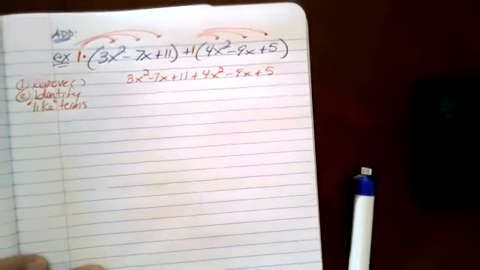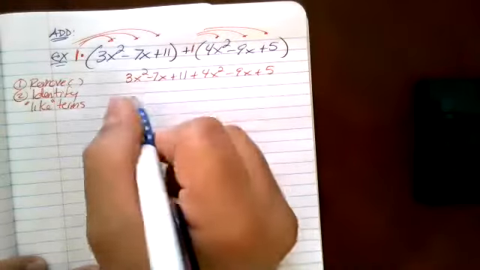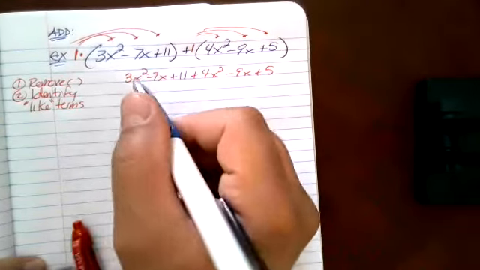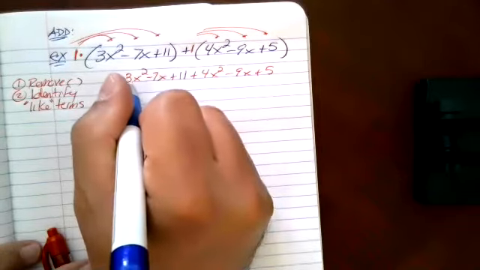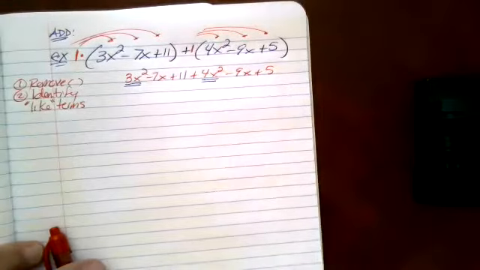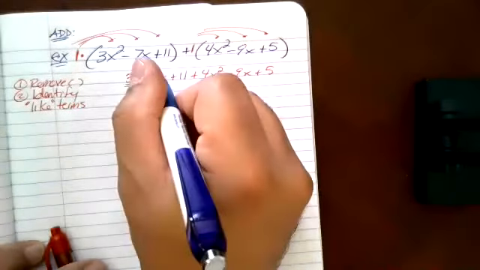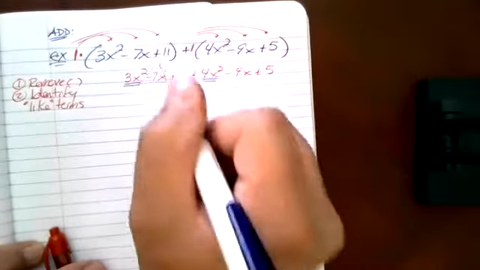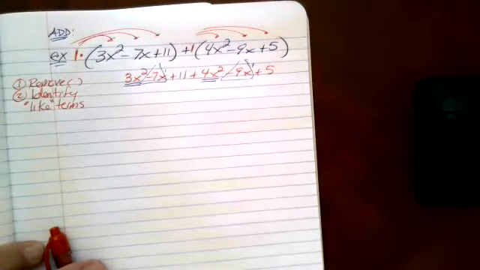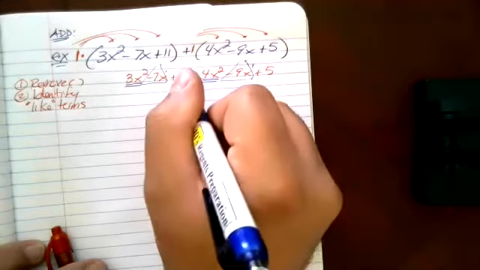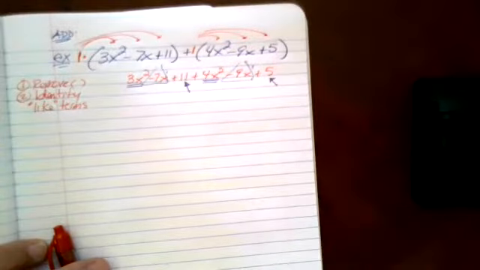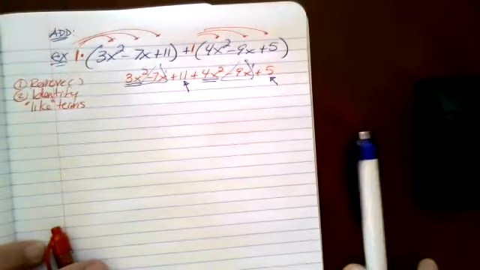Right? Like terms have to have the same variables raised to the same powers. So in this case, I have an x squared, and here I have an x squared. Those are like terms. Here I have an x to the first power, and here I have an x to the first power. Those are like terms. This value is a constant, and this value is a constant. Those are like terms.